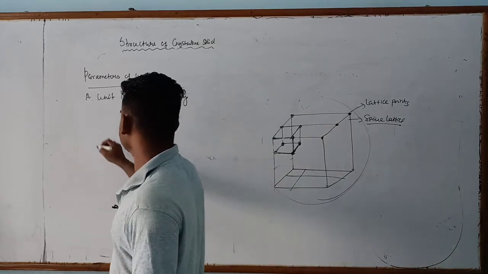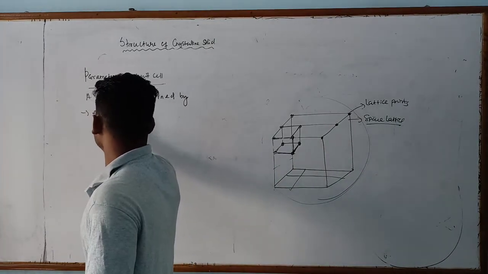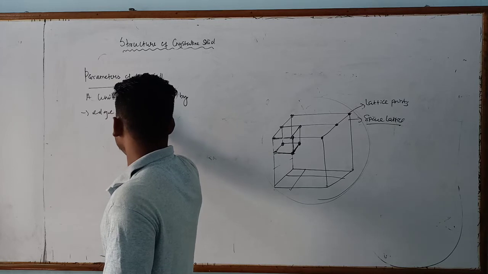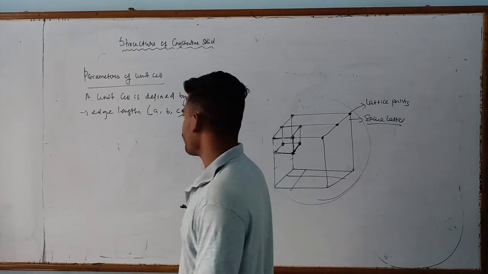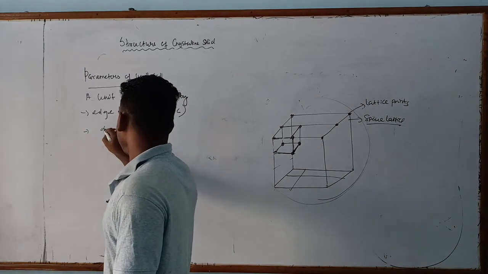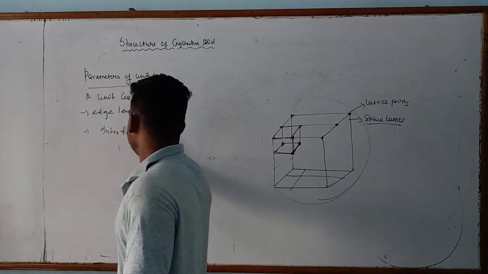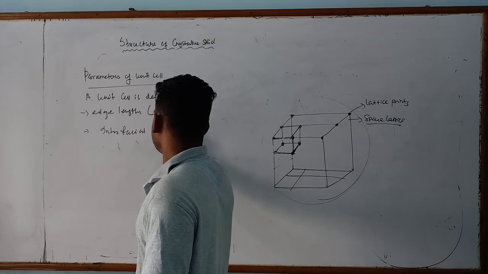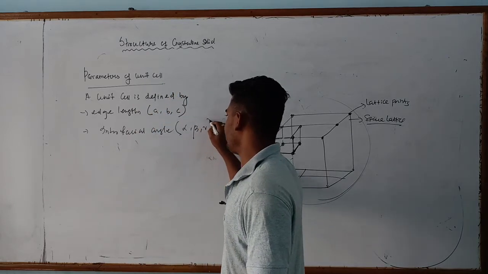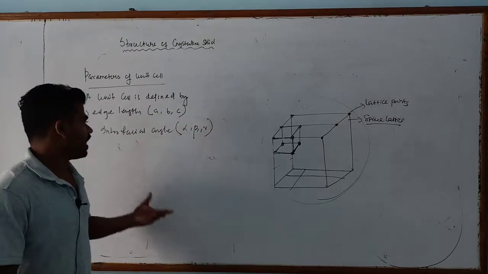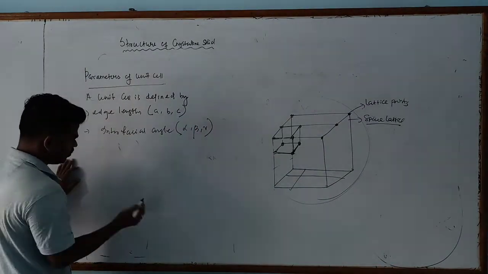Edge lengths. One is edge lengths. These are designated by a, b, c along 3 coordinate axes, and interfacial angles along 3 coordinate axes. These are designated alpha, beta and gamma. Okay, so I can represent these 2 parameters.